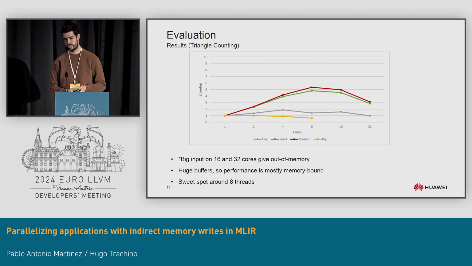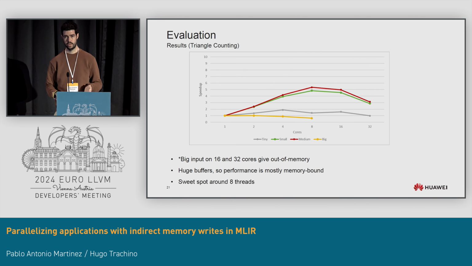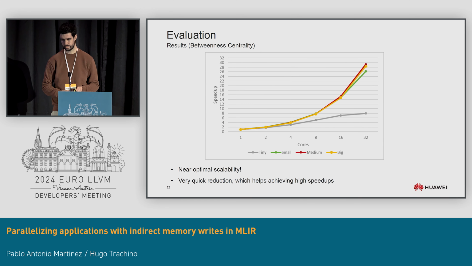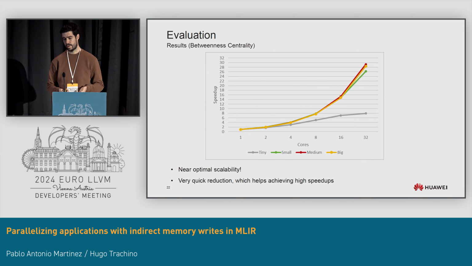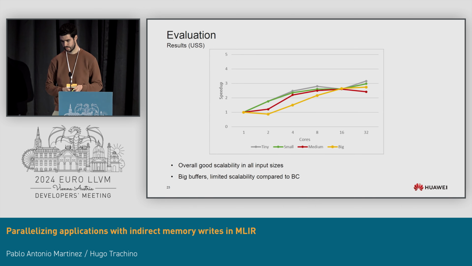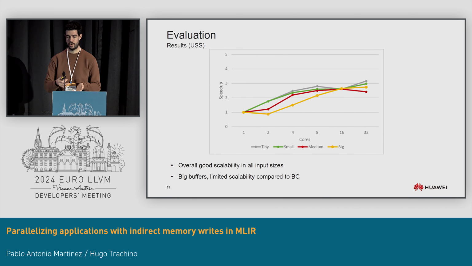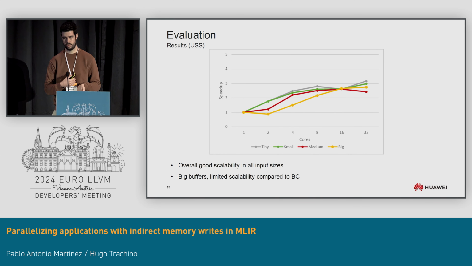So for the triangle counting, we can see that we have a decent speedup. And we can see here one of the problems with this approach is that for the big input, we actually ran out of memory because the original buffer was so big that when we need to replicate this for the 32 threads, we run out of memory. For the betweenness centrality, we have almost perfect speedup, near optimal scalability. And for the unsorted segment sum, we have a good speedup, but limited compared to the other 2 applications due to the execution time of the reduction at the end.